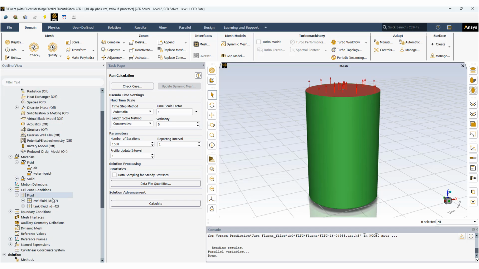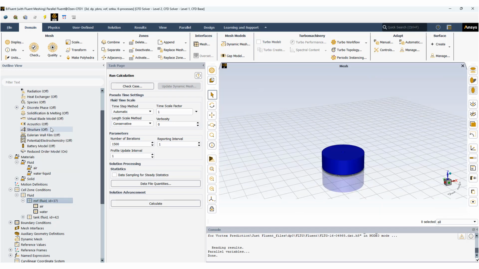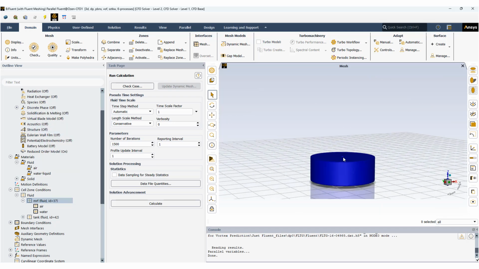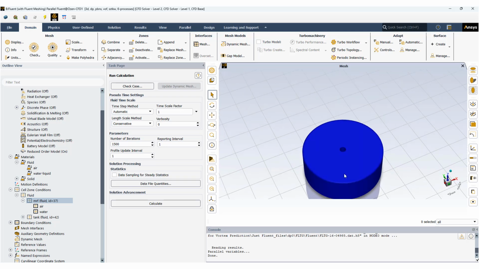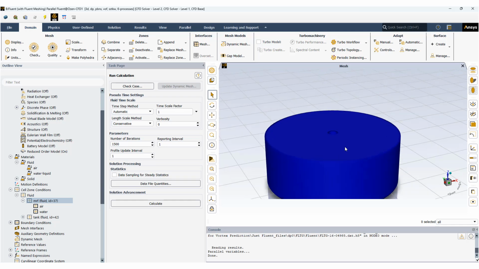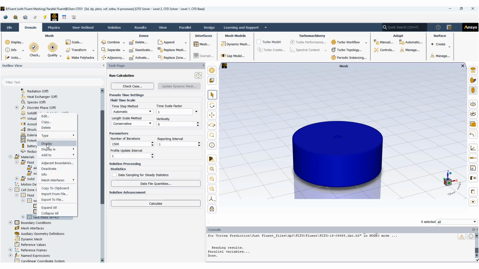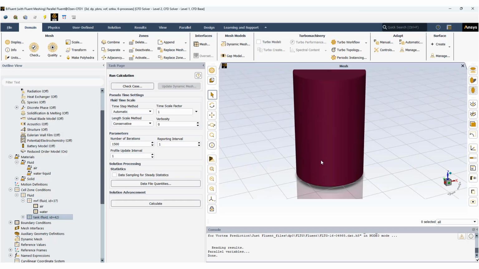Cell zone conditions, we have two cell zones. One is the rotating region, this one, and the impeller blades are actually located in this cylindrical domain. And the rest of the tank is named as tank.